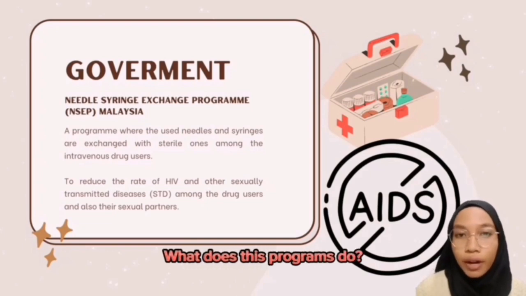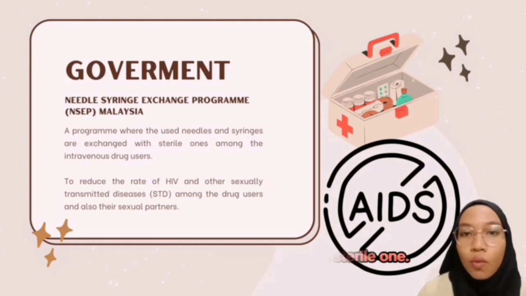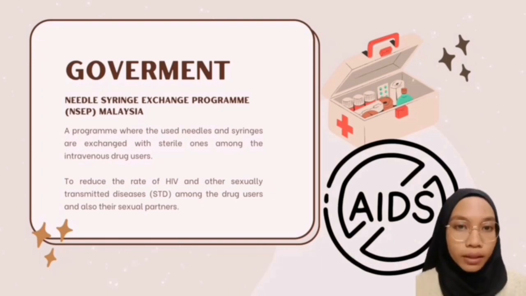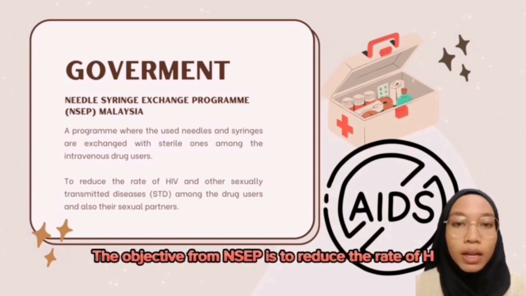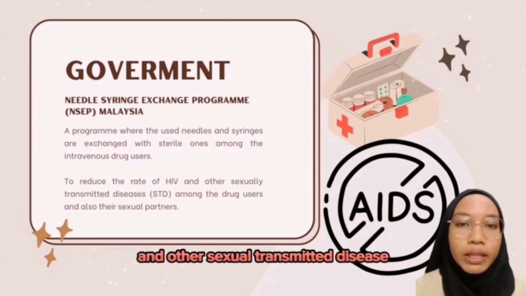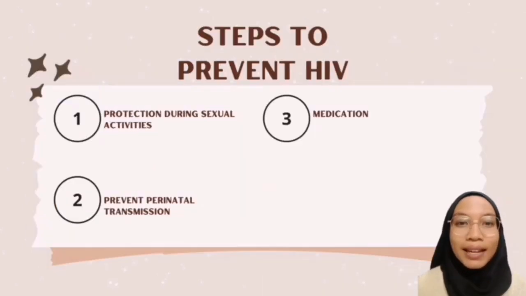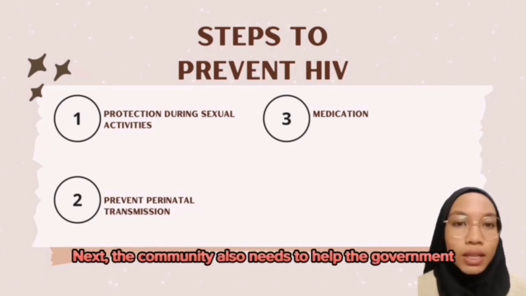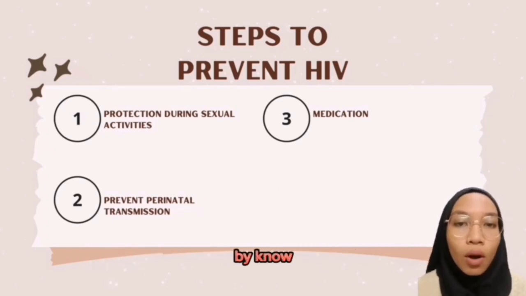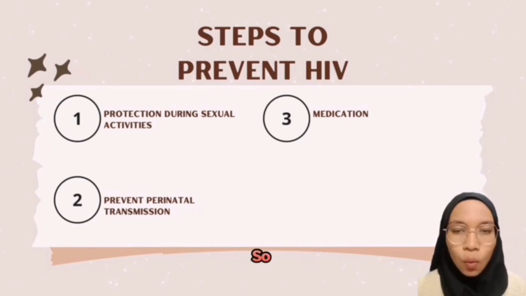What do these programs do? Basically, the used needles and syringes are exchanged with new and sterile ones. The objective of an SEP is to reduce the rate of HIV and other sexually transmitted diseases among the drug users and their sexual partners. Next, the community also needs to help the government by knowing all the important information in dealing with HIV. So, what actions can be done by us?